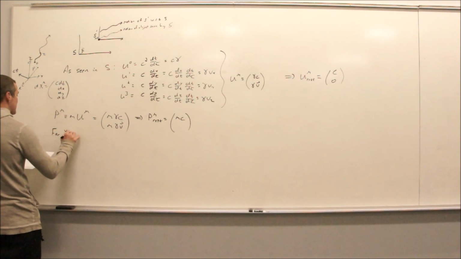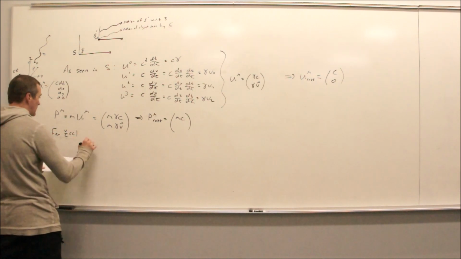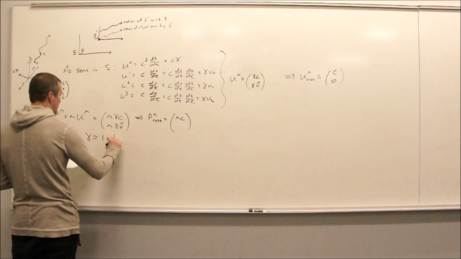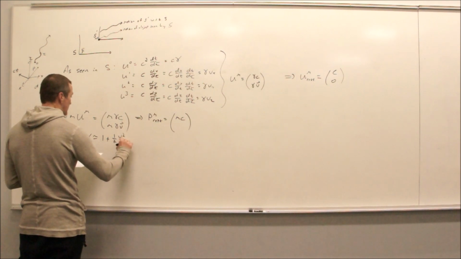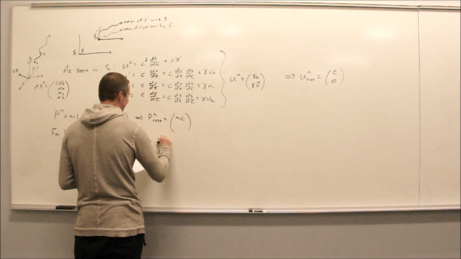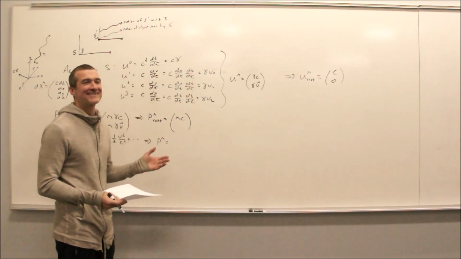For v over c much less than 1, we can take gamma and approximate it by 1 plus 1/2 v squared over c squared plus higher order terms.